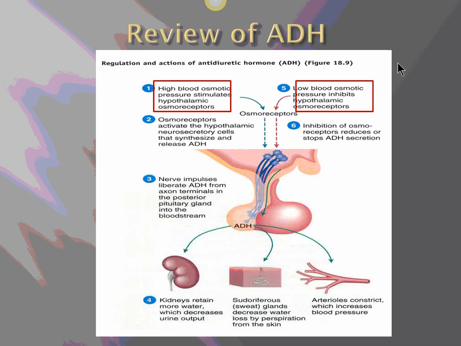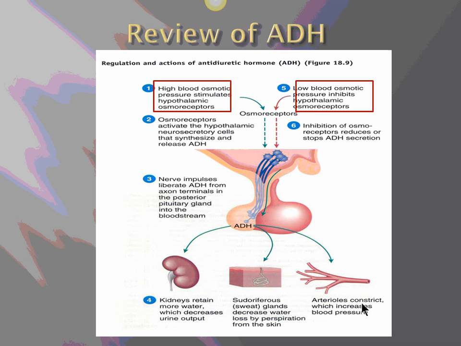And for ADH, you can see the review up here. So let's look at what causes its release. There's high blood osmotic pressure. That means there is less fluid, more solute, so the osmolarity increases. In the hypothalamus, there are these osmoreceptors. They sense that and cause the hypothalamic cells to begin production of ADH, which travels and gets stored here in the posterior pituitary and then liberated from there, where it acts on the kidneys, causing reabsorption of water from the tubules. Sweating is also decreased.